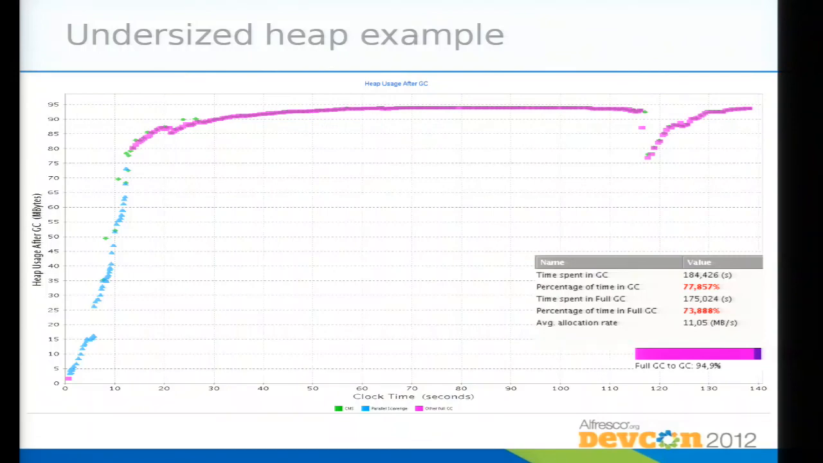heap usage after GC. This is just an example of a deliberately undersized heap. I just started Tomcat with 96 megabytes, and obviously it's not going to work. So as you see, the full GC to GC ratio is like 95%, and you're spending like 75% of time in GC. The purple bricks are the times when the JVM has to stop completely to try to do something. So it's kind of an emergency mode, and obviously if you see that, something's wrong with your GC.